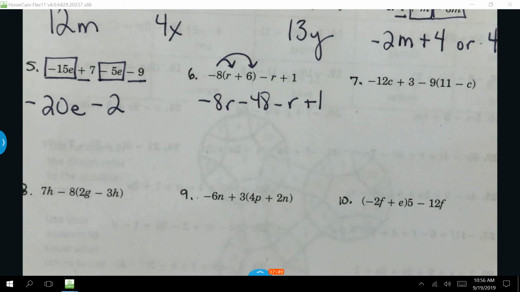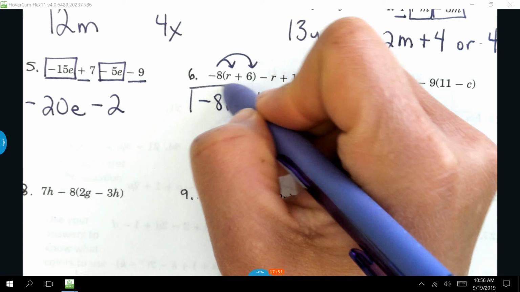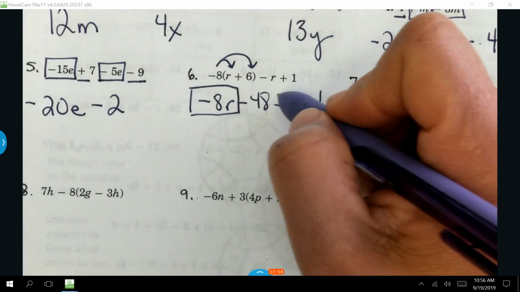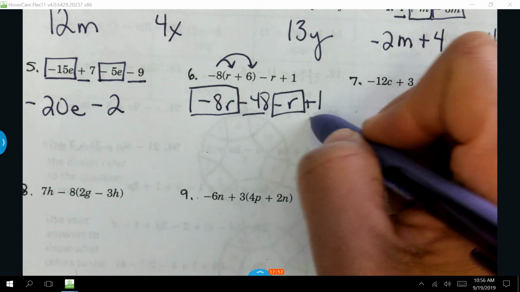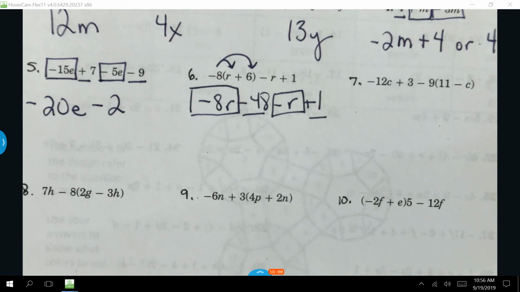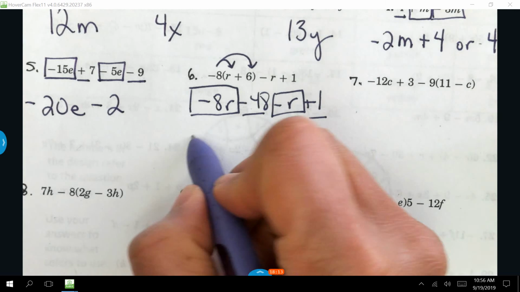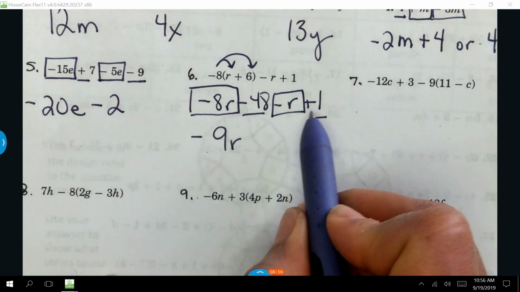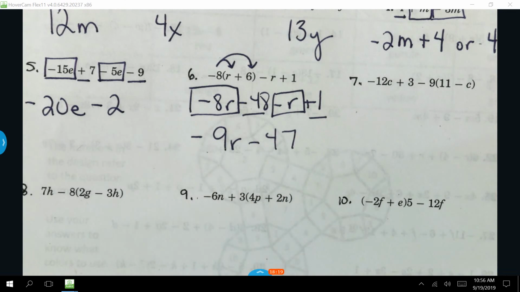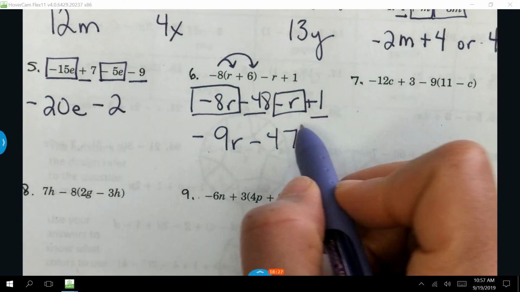So now we can put together our like terms. So we have a negative 8r and a negative r, and I'll underline my constants. Go ahead and tell me what that will be. How many r's are there? Negative 9r, minus 47. Subtracting a positive is the same as adding the negative. And this is simplified. This is as far as it goes.